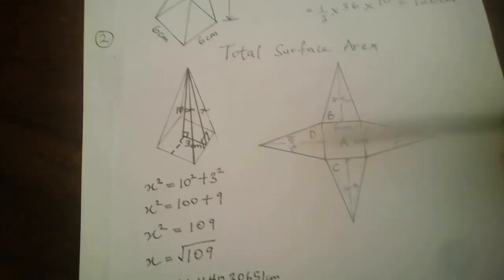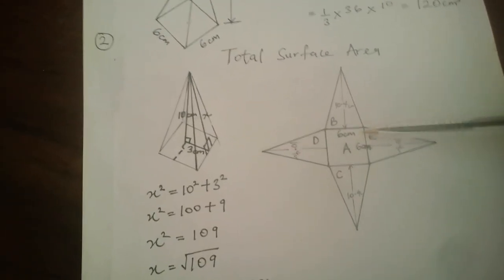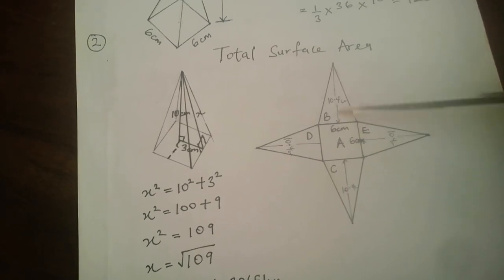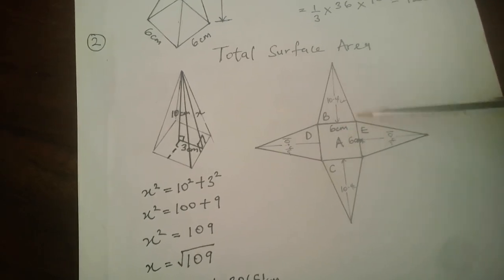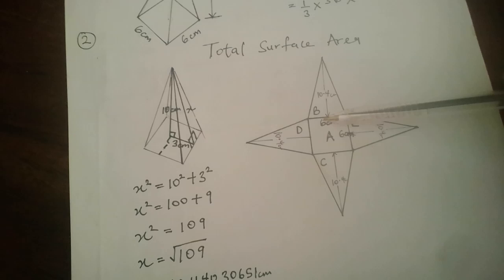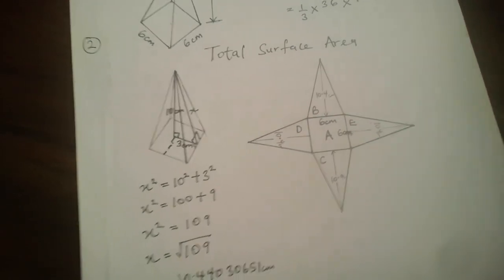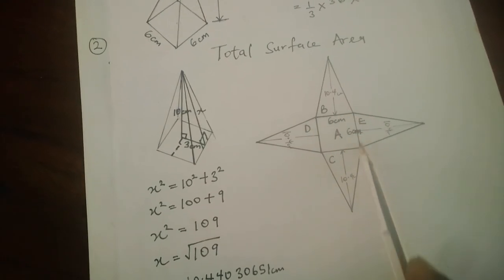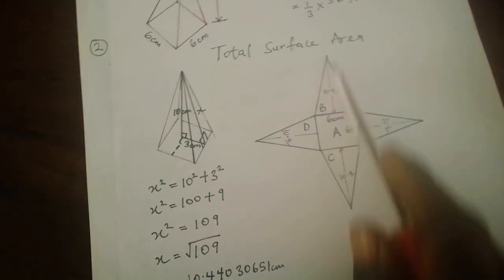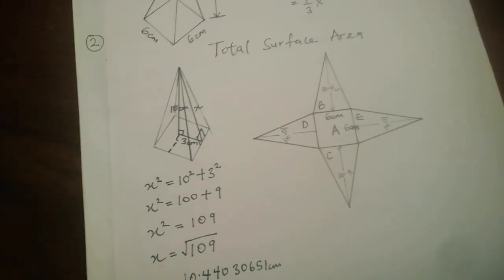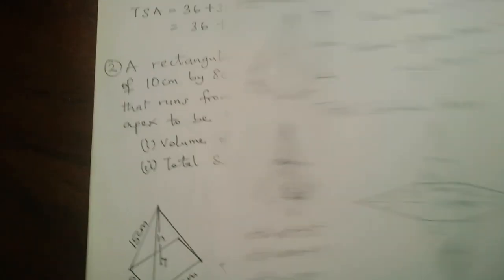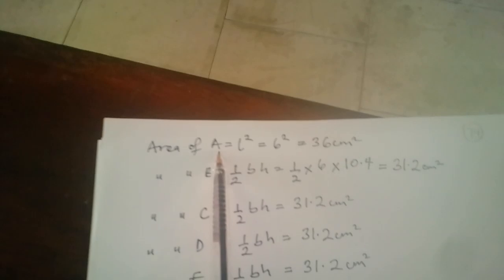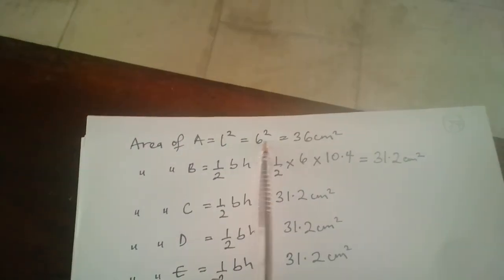So it is this height that you can use for this particular triangle. It will form the vertical height of the triangle, making a right angle with the base. To look for the total surface area, we look for the area of the square, then the areas of each of the triangles, which all have the same area. The area of the square is length squared, 6 times 6, which is 36.